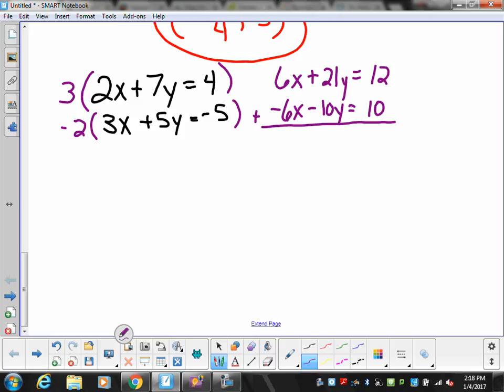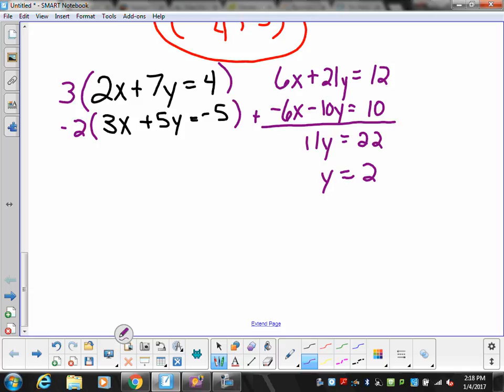Okay. Now if I add the two equations together, the x's are now gone, because 6x plus a negative 6x is 0. 21 plus a negative 10 is 11y, and 12 plus 10 is 22. So in this case, y equals 2. So I divide both sides by that 11. Now plug 2 in for either equation. 2 in for y in whichever equation you want to do.